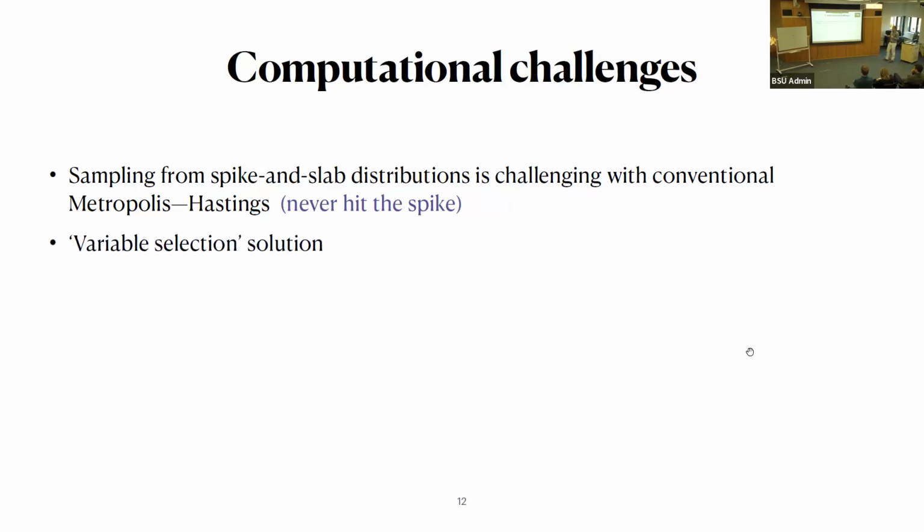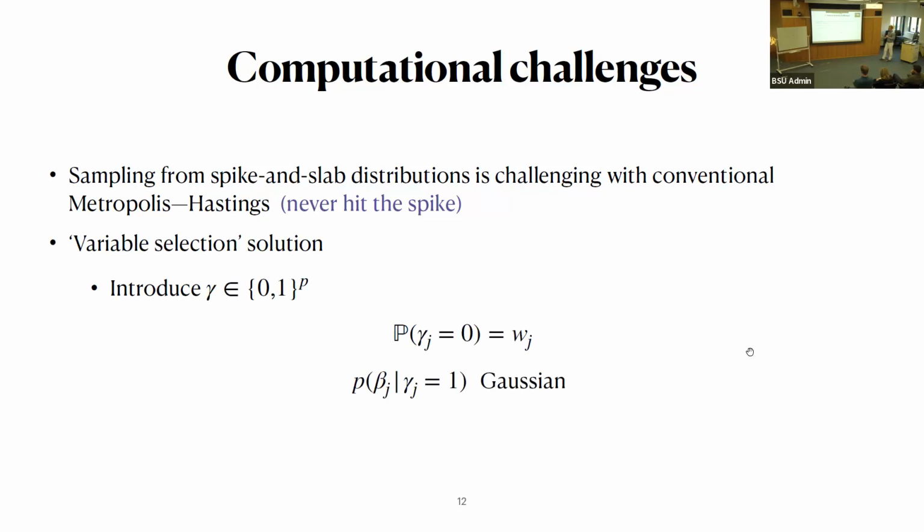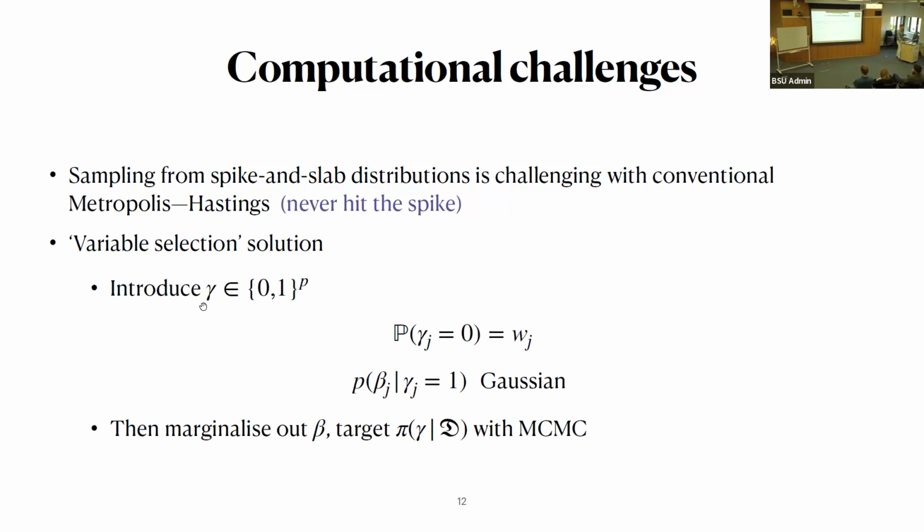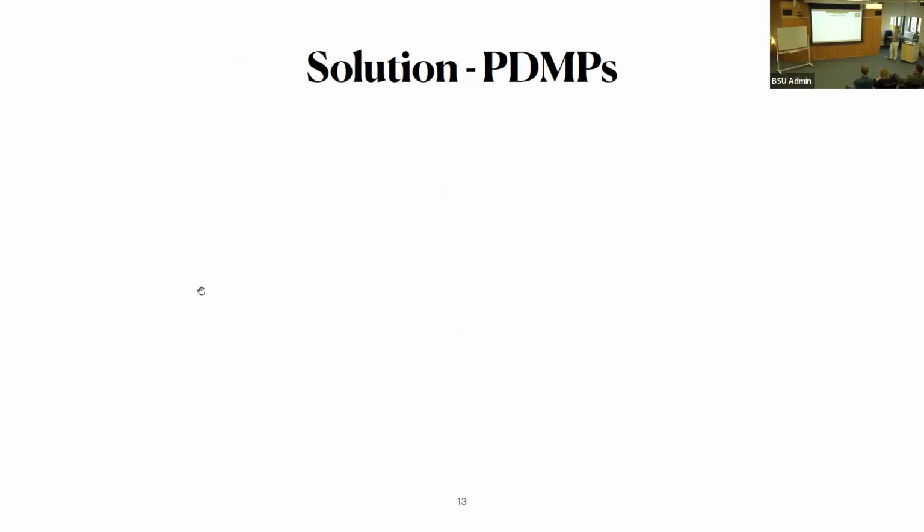So the variable selection solution, which is what's done in traditional variable selection samplers, is to introduce an auxiliary variable in 0, 1 space. And if you're on a 1, you're on the slab. And if you're on a 0, you're on the spike. So that works pretty well if you can marginalize out beta and work purely on this 0, 1 space. And that's what's done in the variable selection sampling community. You can do that basically if you've got a Gaussian likelihood. Outside of that, it becomes much more difficult. You can still do it, but you're doing a lot of work.